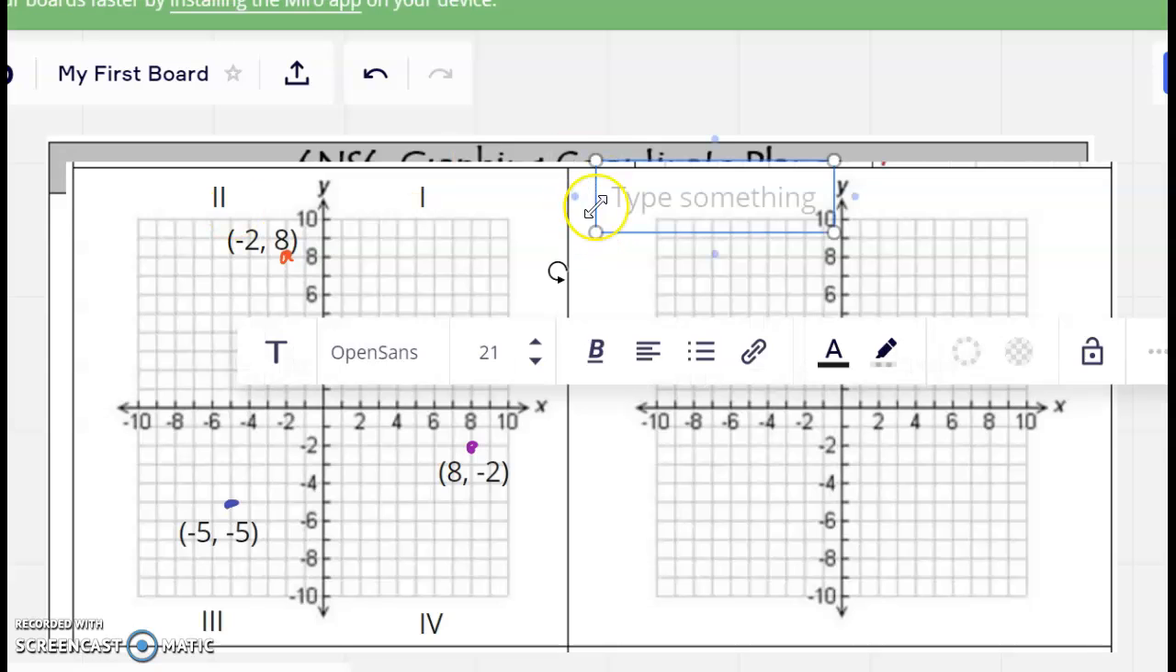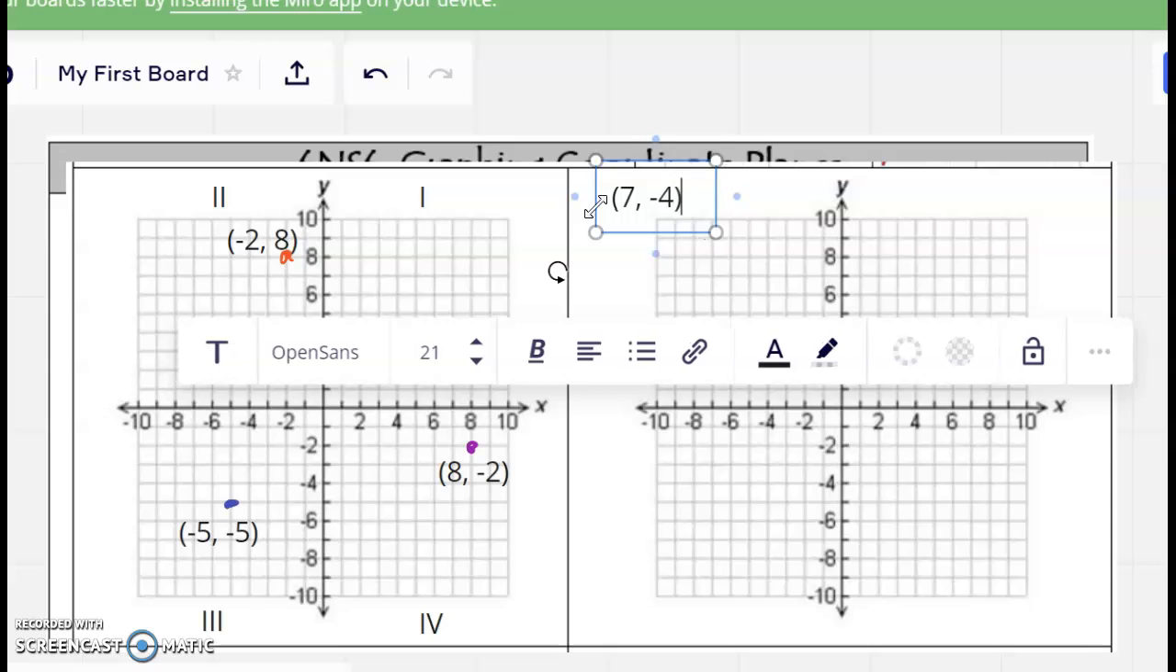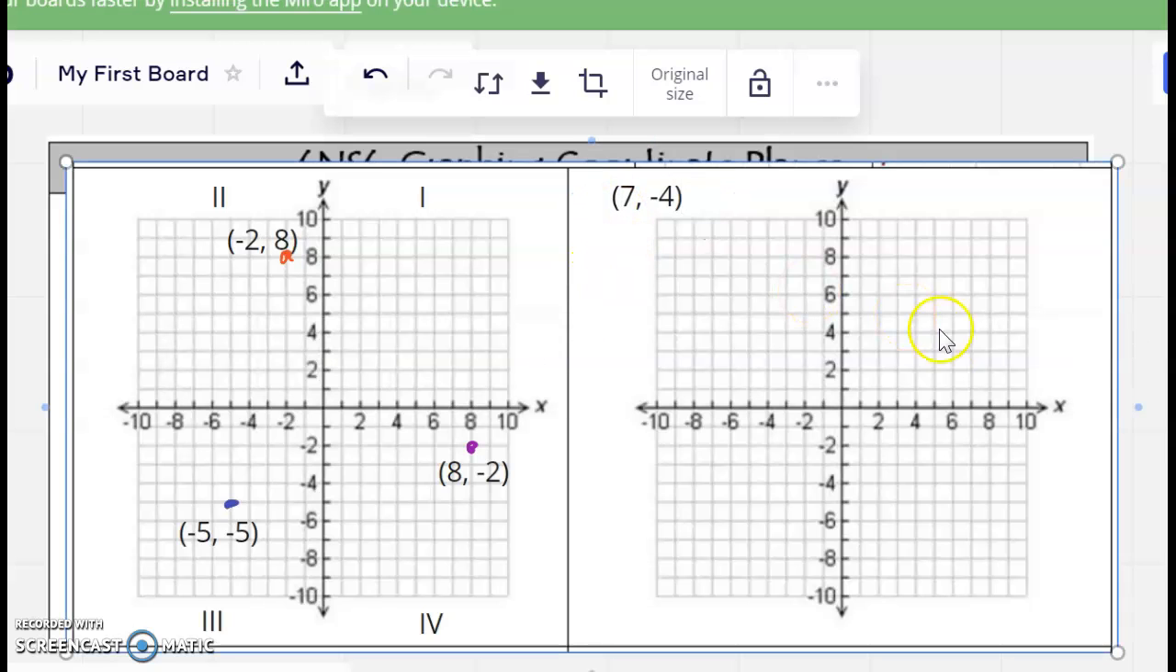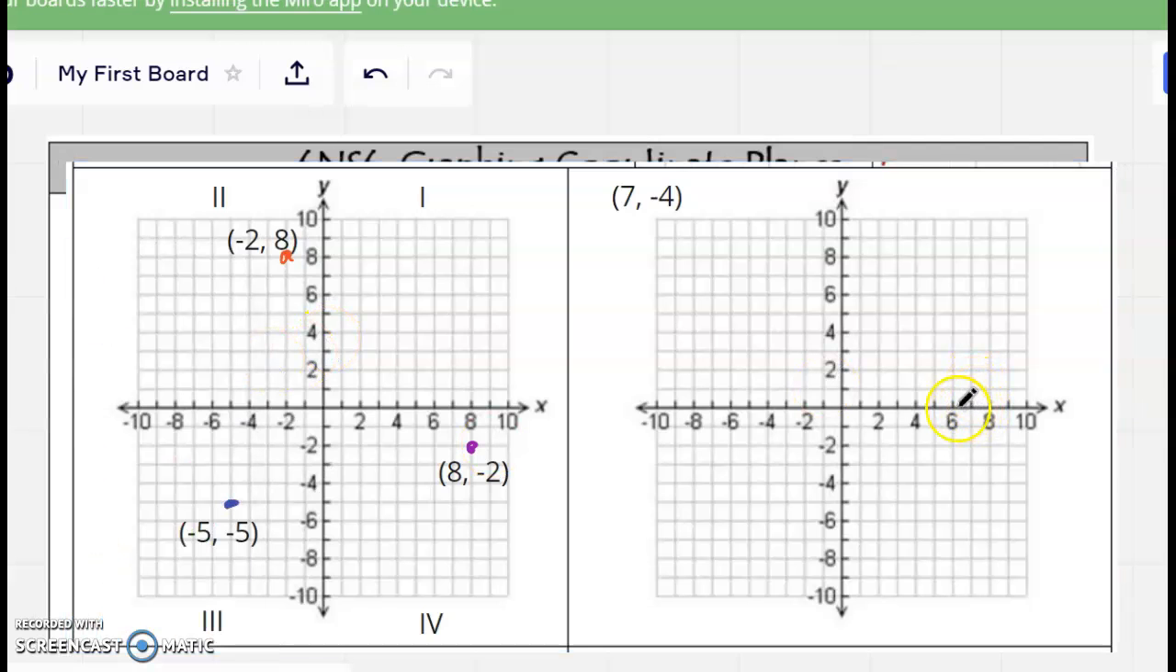Let's try (7, -4). All right, so on my x value, I'm going to go to positive 7. And so that means to the right 7. And then I'm going to go to negative 4 with the y, which means down 4. And I'm going to draw a dot right here.